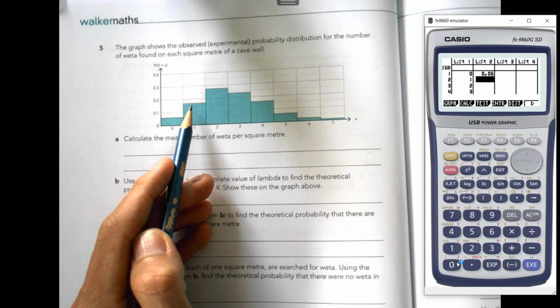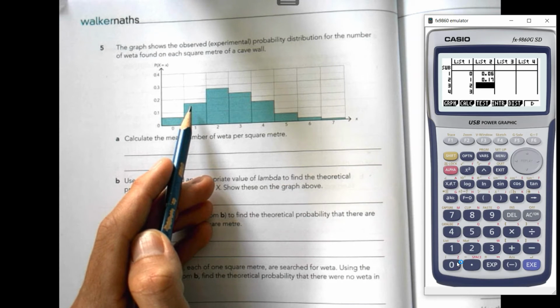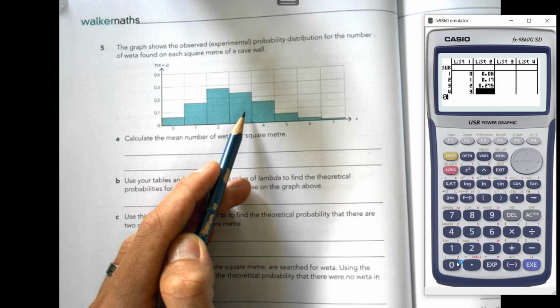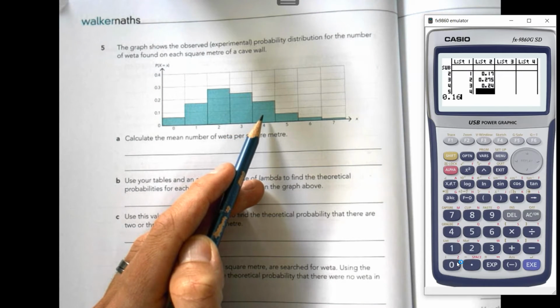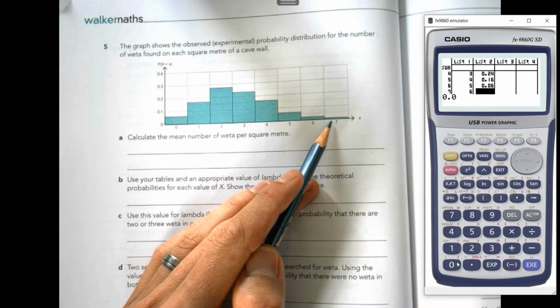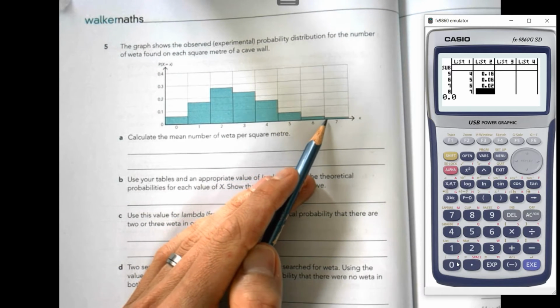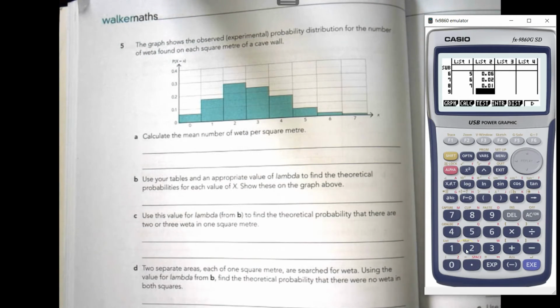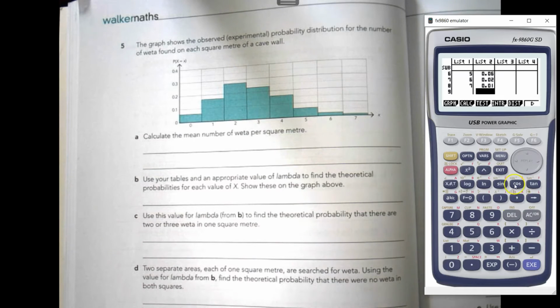This one, 0.17, 0.275 for that one, 0.24 for that one. So it's just me reading off. You might get very slightly different values, but overall, when we calculate it in the end, it should still come out the same number. So now we need to go into calculate.